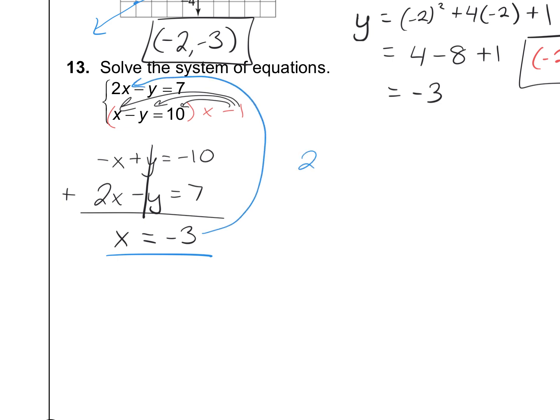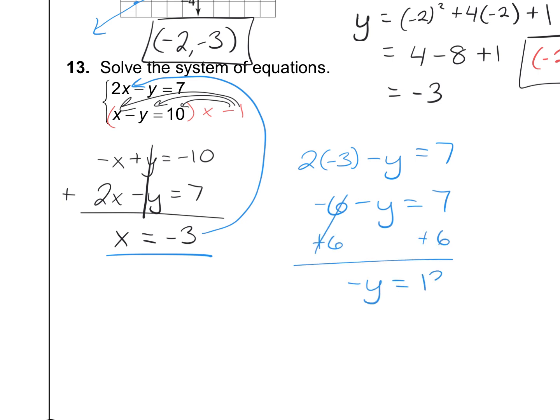So I have 2 minus 3? No. 2 times -3 minus y equals 7. 2 times -3? -6. -6 minus y equals 7. Next, add 6. 7 plus 6, 13. Negative y equals 13. Am I done? No. What's wrong with that? Divide by -1. Right, I got to get rid of that negative. I'm going to divide by -1, so I have y equals -13. So in a nutshell, we're just switching signs on that one.